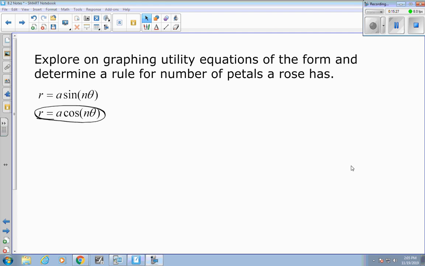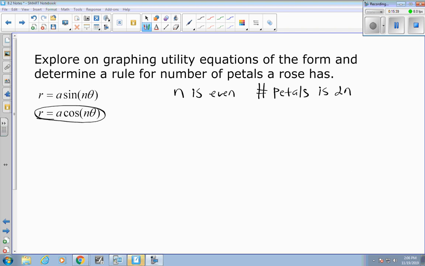Okay, so if n is even, then the number of petals will be 2n. I call them petals. No, I like that. Number of petals is 2n. But if n is odd, then that's just the number of petals.